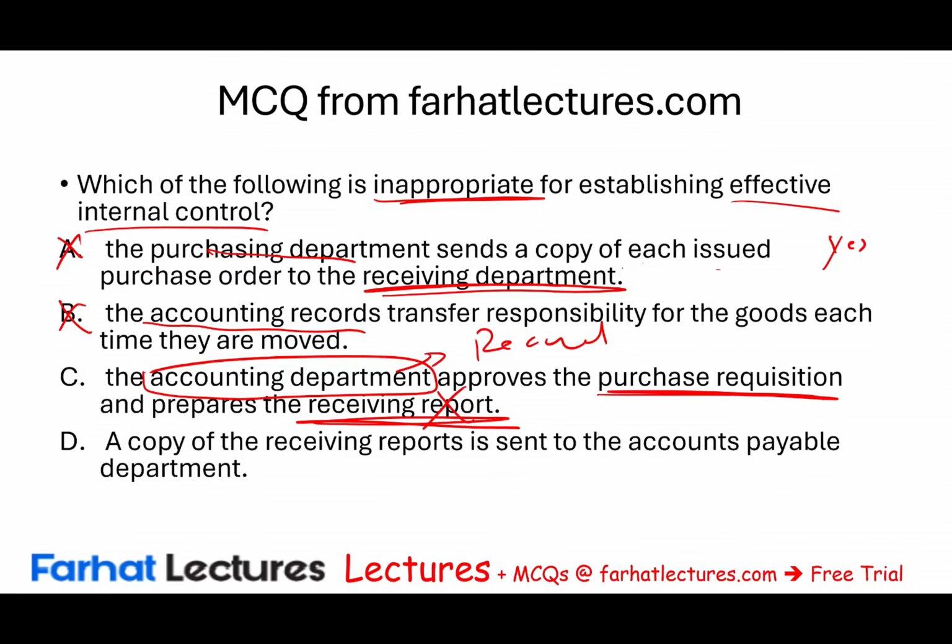I would say C is inappropriate, but let's look at the last one: a copy of the receiving report is sent to accounts payable. Yes, the receiving report will tell accounts payable what they received, because accounts payable needs this receiving report for the three-way match to make sure we received what we ordered and what we are billed for. That's proper. So C is not the proper internal control.